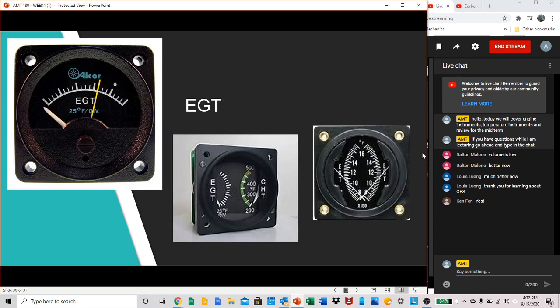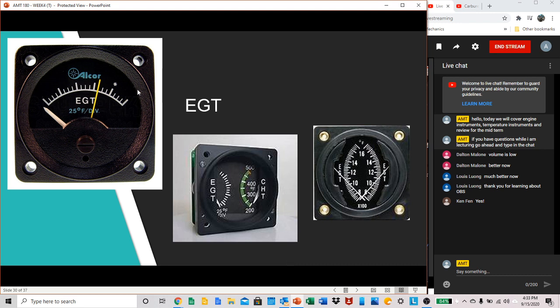Okay, and here's some examples of our EGT. So you have a dual EGT here with EGT on both sides, so that can be the EGT for your number 1 engine and number 2 engine, or your left and right engine. So that works with each other on one gauge, which is convenient, so you don't need to have two. You also have an EGT and CHT cylinder together in one gauge, so you can read both of those.